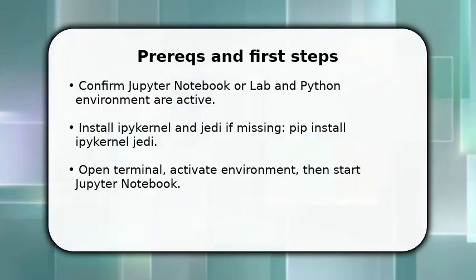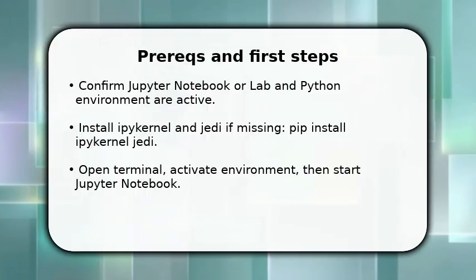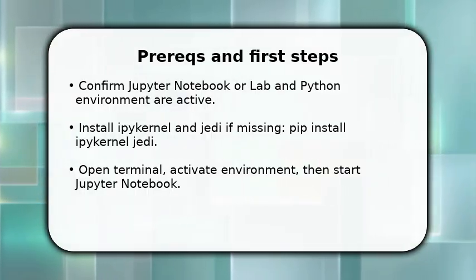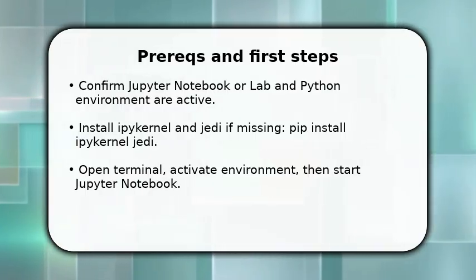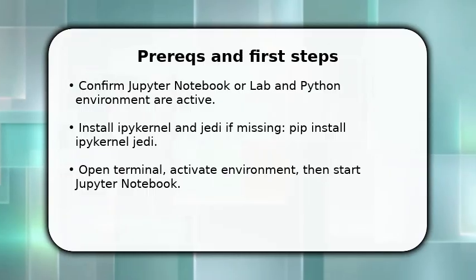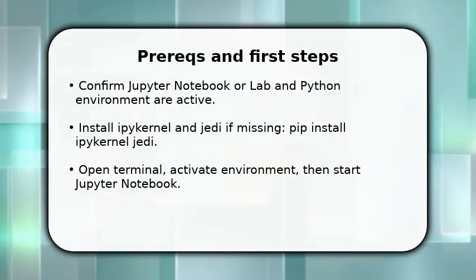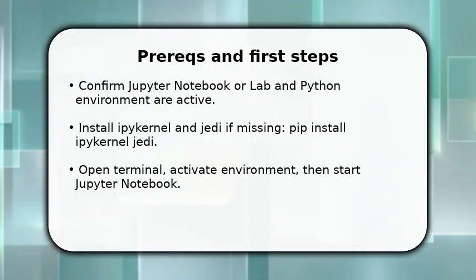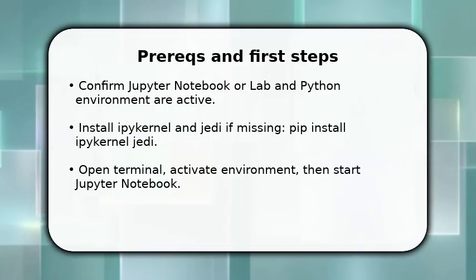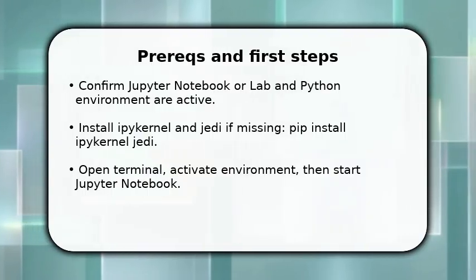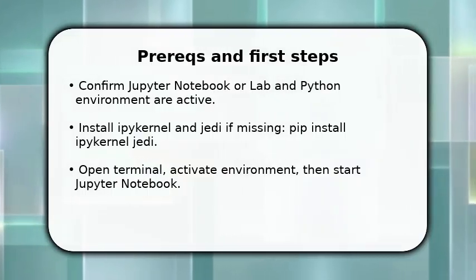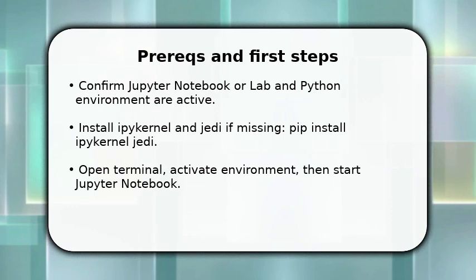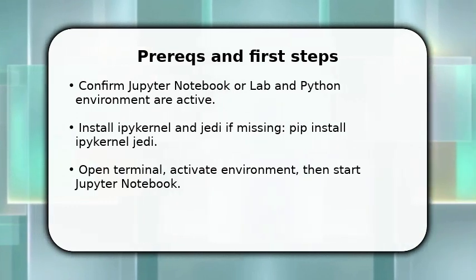You start by making sure your environment is ready. Activate the Python environment you use for notebooks. Once done, install or update the core packages that provide completion, ipykernel and Jedi, so the kernel can analyze symbols. You run pip install ipykernel jedi or conda install equivalents, and then launch Jupyter Notebook in that same environment. This ensures the running kernel and installed libraries match. Without that alignment, autocomplete won't see newly installed packages.